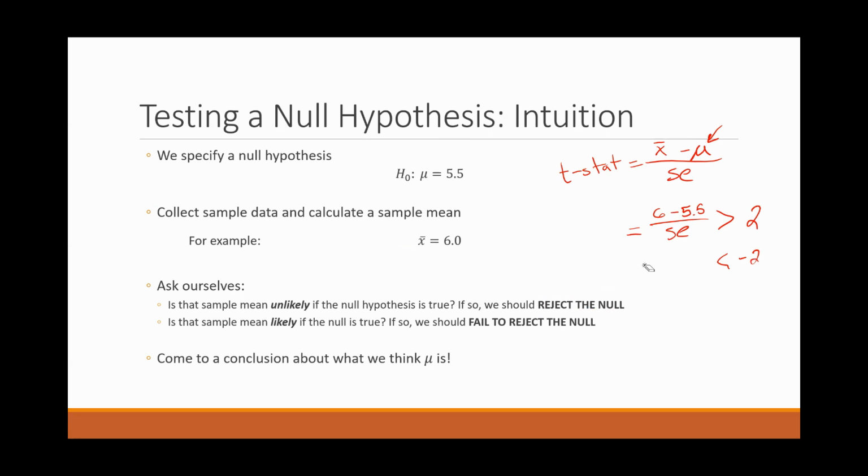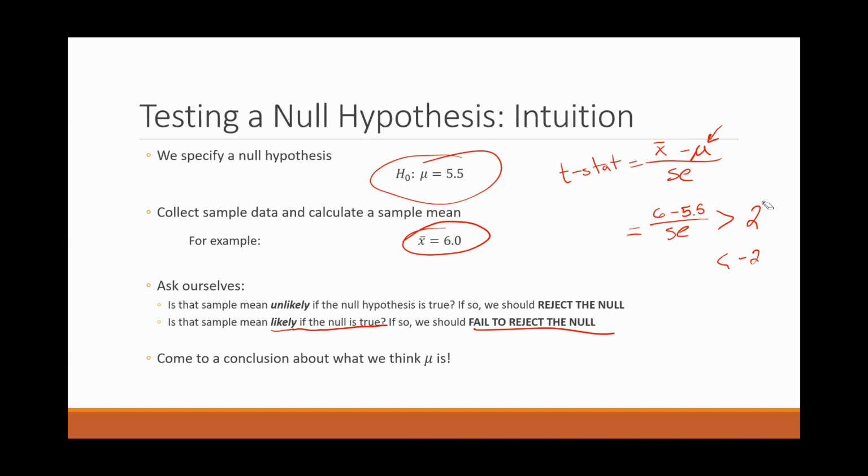Okay. Similarly, we're going to ask the inverse question. We'll be asking these two questions at the same time. Is the sample mean likely if the null is true? If it is likely that we would find a sample mean like the one that we do find under the scenario that the null is true, well, that would give us evidence to fail to reject. We do not reject the null.